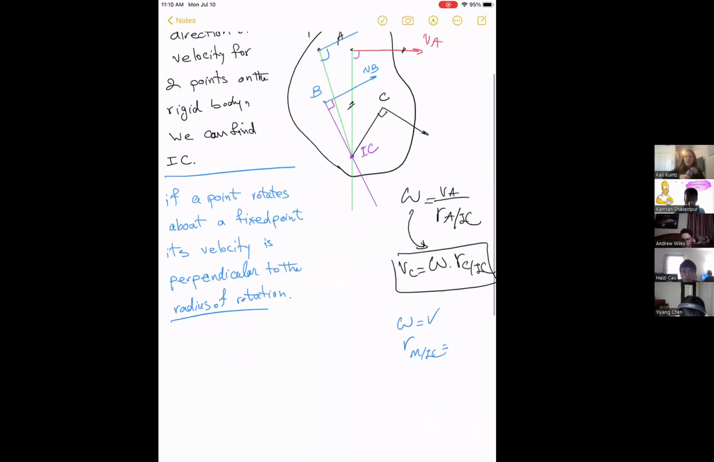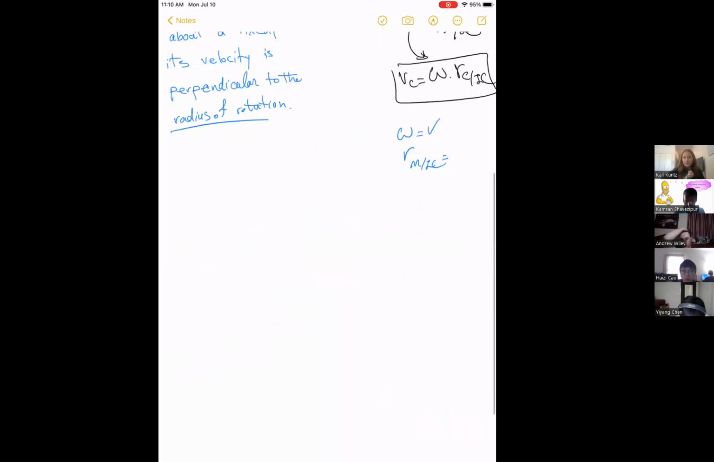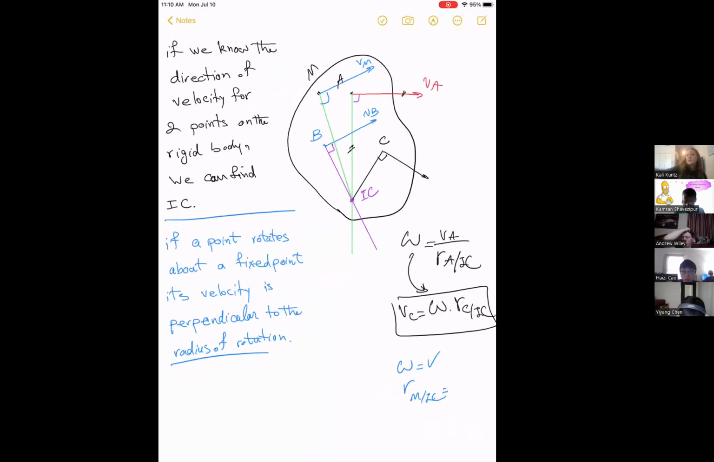This is what we talked about, right? So if you find R, if you get the velocity perpendicular line, this gives you IC. Now, if you want to find the velocity of another point, you just draw the line. The velocity is going to be perpendicular to this, and the magnitude is going to be omega R.